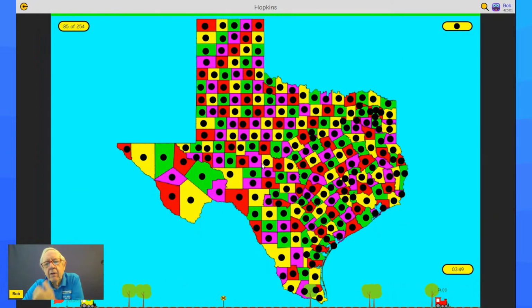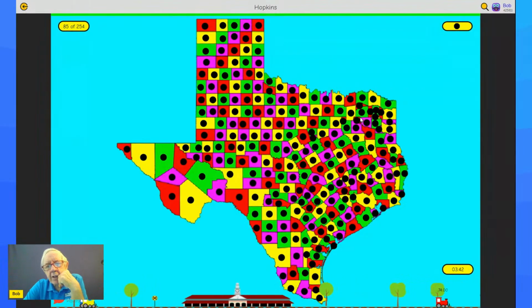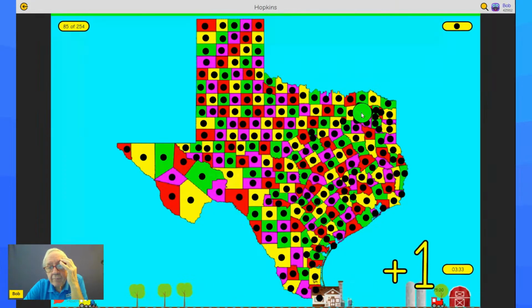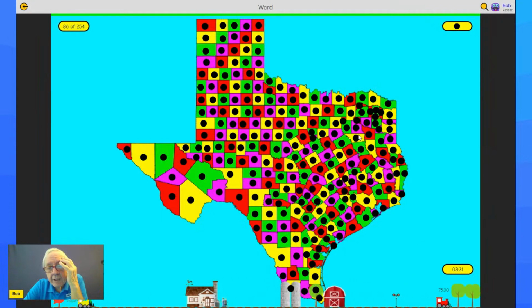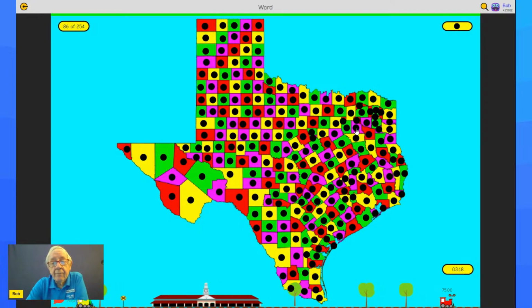Hopkins. Hopkins. So this is Hockley. Hood. Hopkins is one of these. I think this is Upshur up here. I think this is Hopkins. Got it correct. And when it gets to the V's, it'll ask me for Van Zandt. This is Val Verde. I think it is Van Zandt. Or maybe this is Wood. So maybe this is Van Zandt.